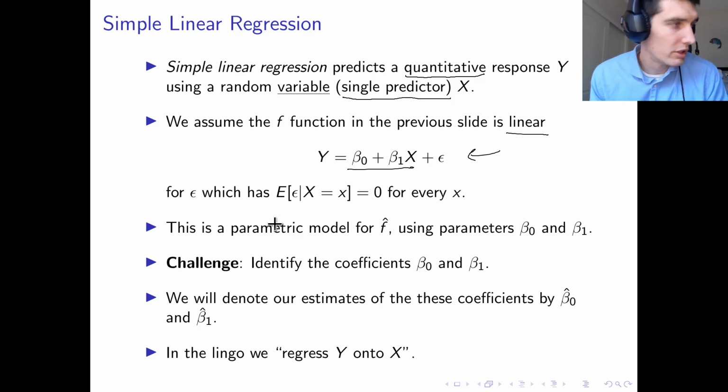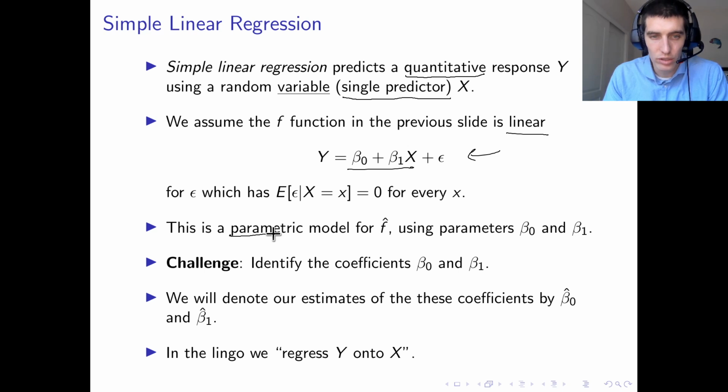Okay, so in the language you've been introduced to in earlier lectures, this is a parametric model. The reason it's parametric is that once you give me these two numbers, beta 0 and beta 1, I completely know the structure of f. So the name of the game becomes estimating these beta terms instead of all possible functions f. Okay. And as per the statistics notation we've been using, we're going to denote our estimates of these beta 0 and beta 1 terms as beta 0 hat and beta 1 hat.